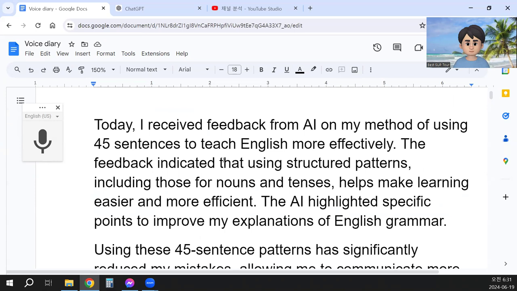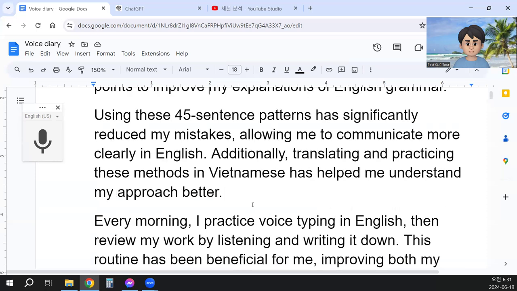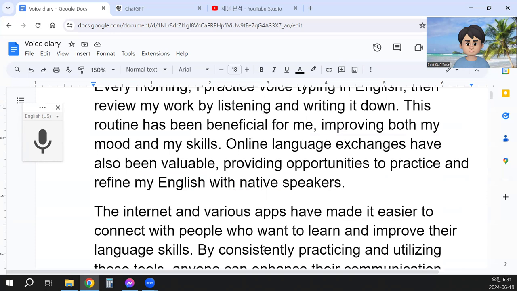Today, I receive feedback from AI on my method of using 45 sentences to teach English more effectively. The feedback indicates that using structured patterns, including those for nouns and things, helps make learning easier and more efficient. The AI highlighted specific points to improve my explanation of English grammar. Using these 45 sentence patterns has significantly reduced my mistakes, allowing me to communicate more clearly in English. Additionally, translating and practicing this method in Vietnamese has helped me understand my approach better. Every morning, I practice voice typing in English, then review my work by listening and writing down. This routine has been beneficial for me, improving both my mood and my skills. Online language exchanges have also been valuable, providing opportunity to practice and refine my English with native speakers.